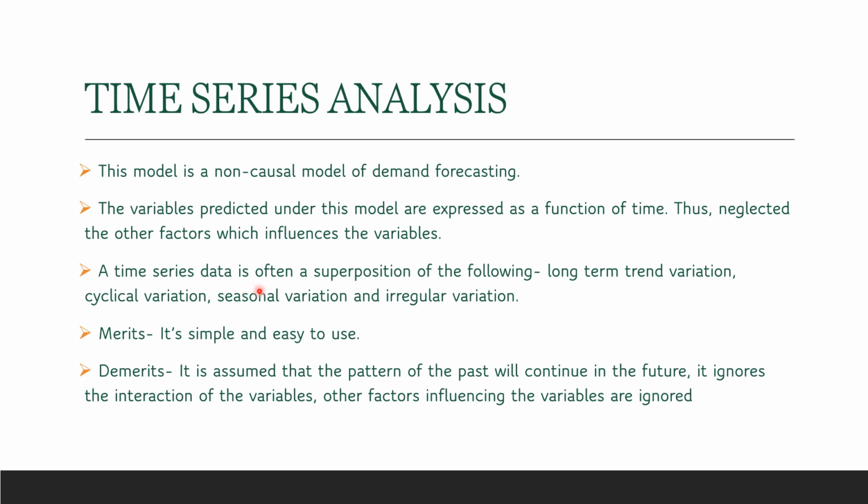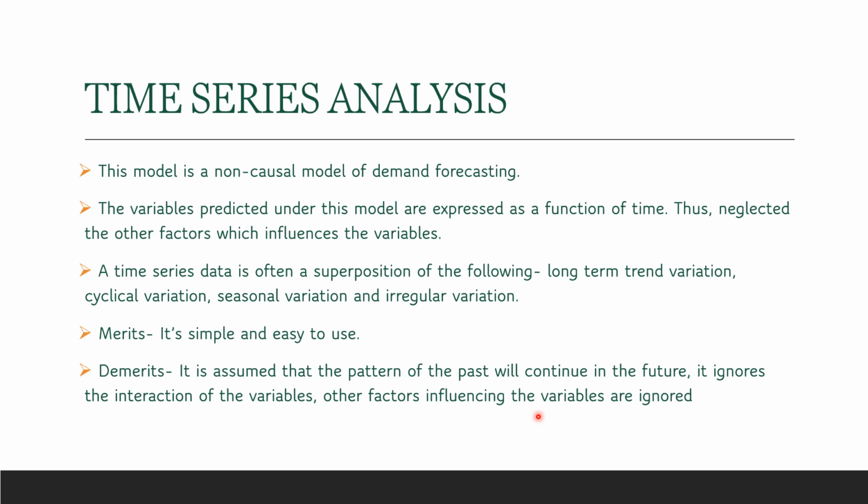A time series data is often a superposition of the following: long-term trend variation, cyclical variation, seasonal variation, and irregular variation. The merit of this method is that it is simple and easy to use. The demerit of this method is that it is assumed that the pattern of the past will continue in the future.